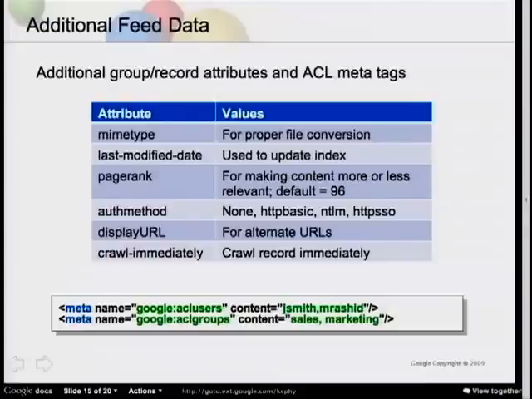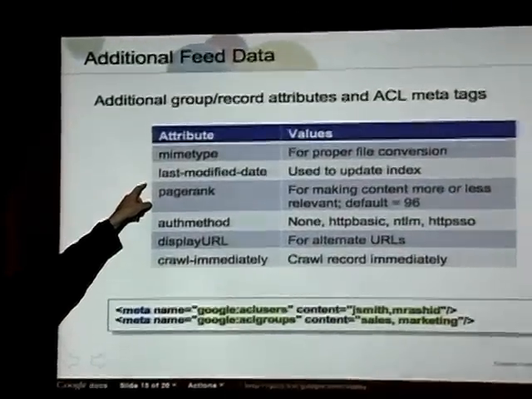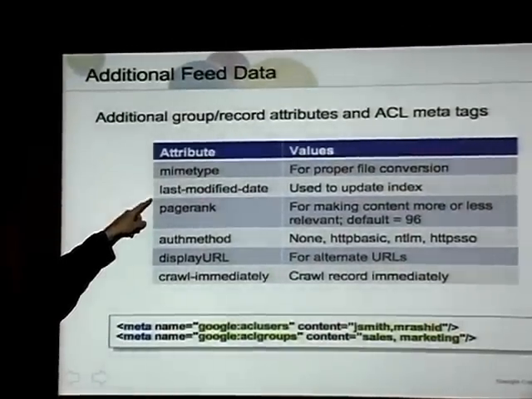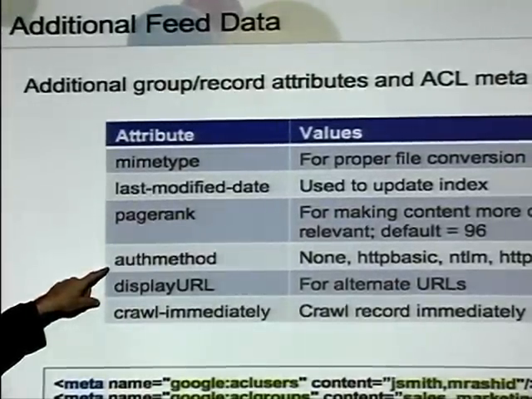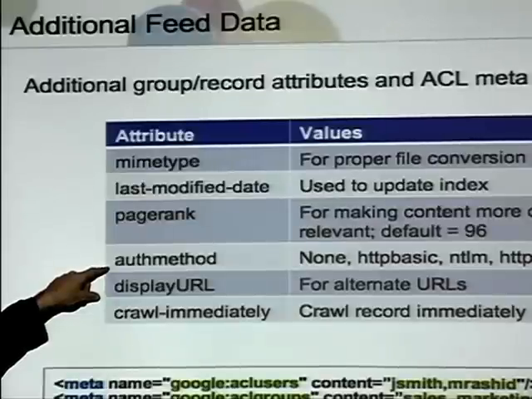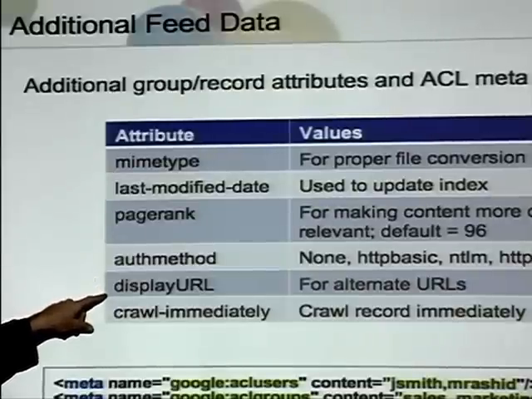All right, some other things to know. Some additional attributes that can come along with the record tag. MIME type, which is useful for proper file conversion. Last modified date. So at the record level, when you send in a document with a URL, you can specify its last modified date. You can specify an authentication mechanism, whether it's HTTP basic, NTLM, or HTTP SSO. What you're doing is you're telling the search appliance that this is a secure URL, meaning that the user has to be authenticated and authorized to be able to see that document in order to get access to it. You can specify the display URL.